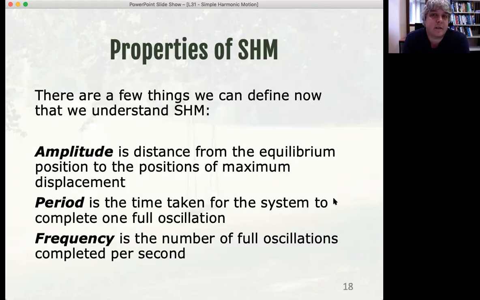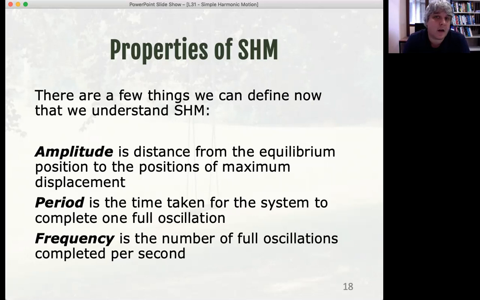Now that we understand SHM, we've defined our frame of reference, we've talked about the motion over time, we can now define a few extra terms. The first one is amplitude. Amplitude is that maximum distance from the equilibrium position to the positions of maximum positive or negative displacement. Remember that distance doesn't care about positive or negative, it's just the length of the pathway. We're talking about the distance from our equilibrium position to either the maximum positive or maximum negative, right? It's the same distance either side, but we just want to know that distance. That's what we call the amplitude.